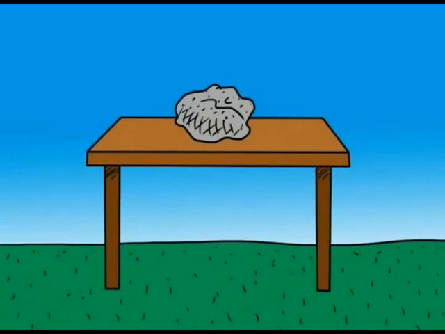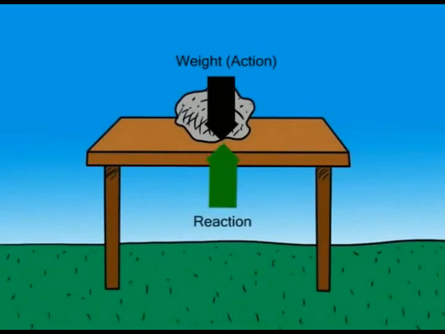The next force is action and reaction. Now, when a rock is placed on a table, its weight, that is action, acts on the table. It is pressed on the surface downwards. The reaction, that is the opposite force of the table, acts on the block.